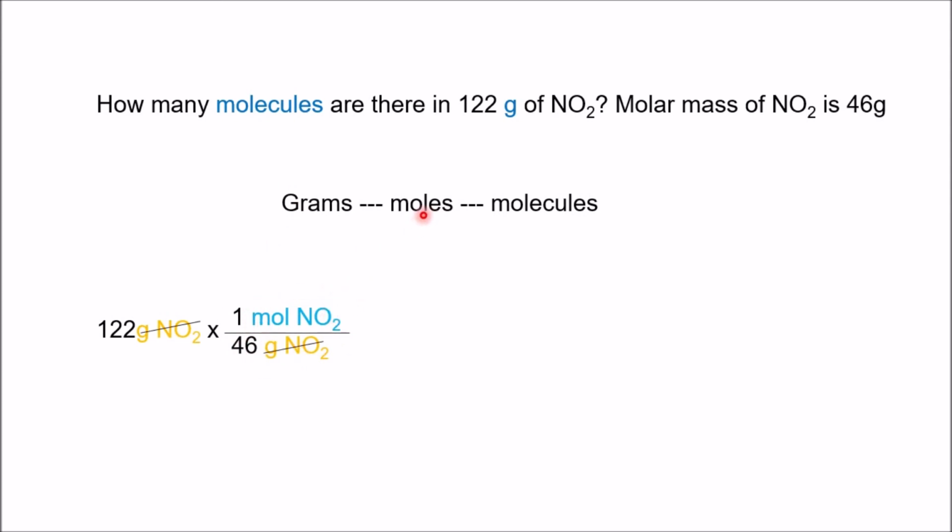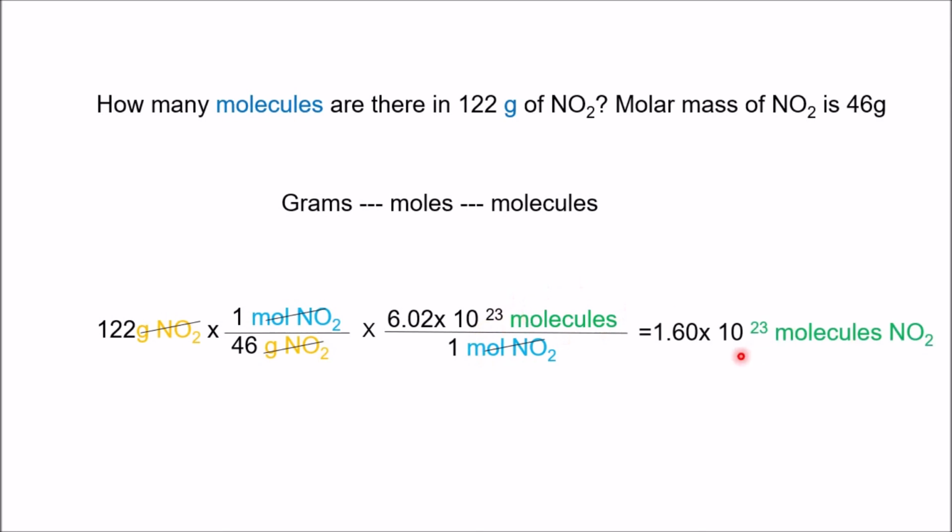Next we have to convert moles to molecules using the conversion factor. 6.02 times 10 to the power 23 molecules are present in 1 mole of NO2. So moles of NO2 cancel. We get the answer in molecules and that is equal to 1.60 times 10 to the power 23rd molecules of NO2.